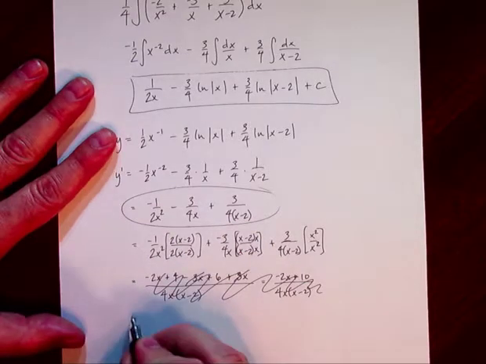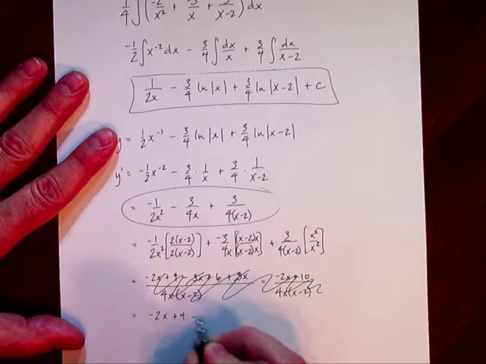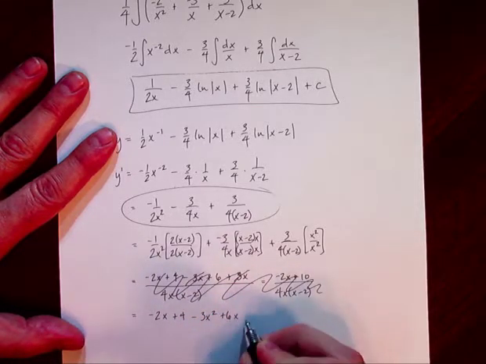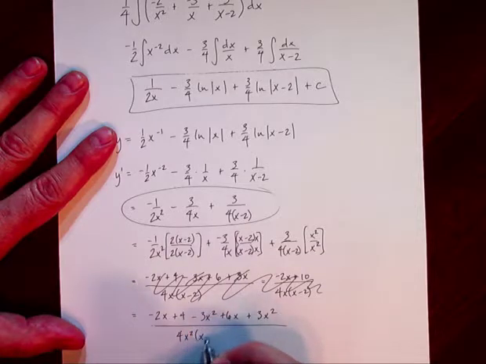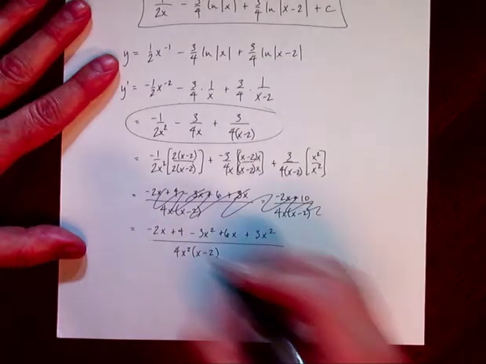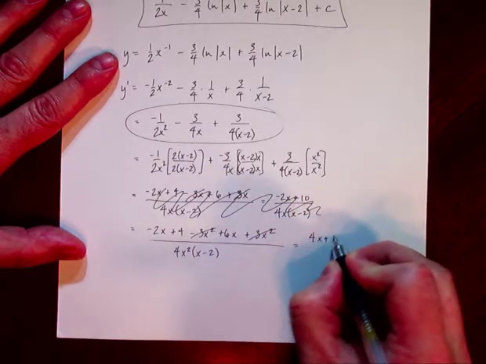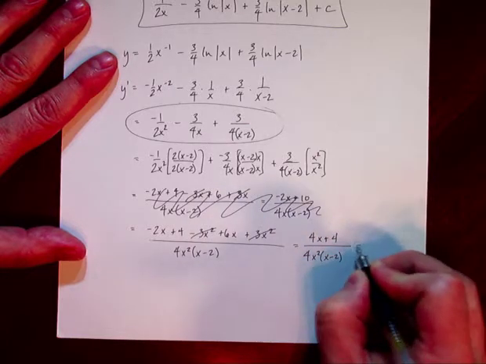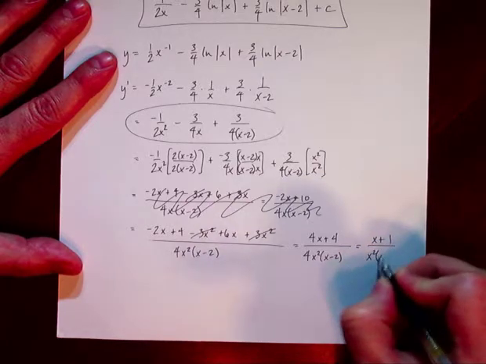And basically that winds up being negative 2x plus 4, negative 3x squared plus 6x, and then plus 3x squared, all of that over 4x squared (x minus 2). There we go. Sorry about that. Boom, boom. I'm left with 4x plus 4 over 4x squared (x minus 2). The common factor of 4 obviously cancels, and I'm left with (x plus 1) over x squared (x minus 2).